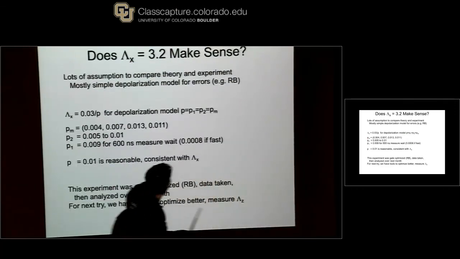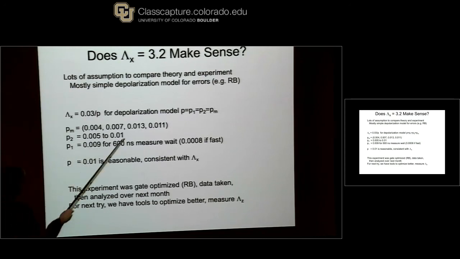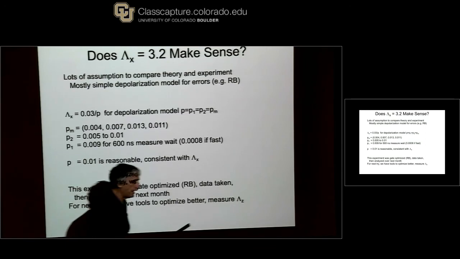One of the things you might want to ask is whether this lambda of 3.2 makes sense. It's predicted to be about 0.03 divided by p, which is the error per step. Because it's bit flip, the threshold is 3% instead of 1%. Basically, the measure errors are averaging about 1%, so 0.01 average p is reasonable, consistent with lambda. Okay. So numbers make sense, at least within a factor of 2.